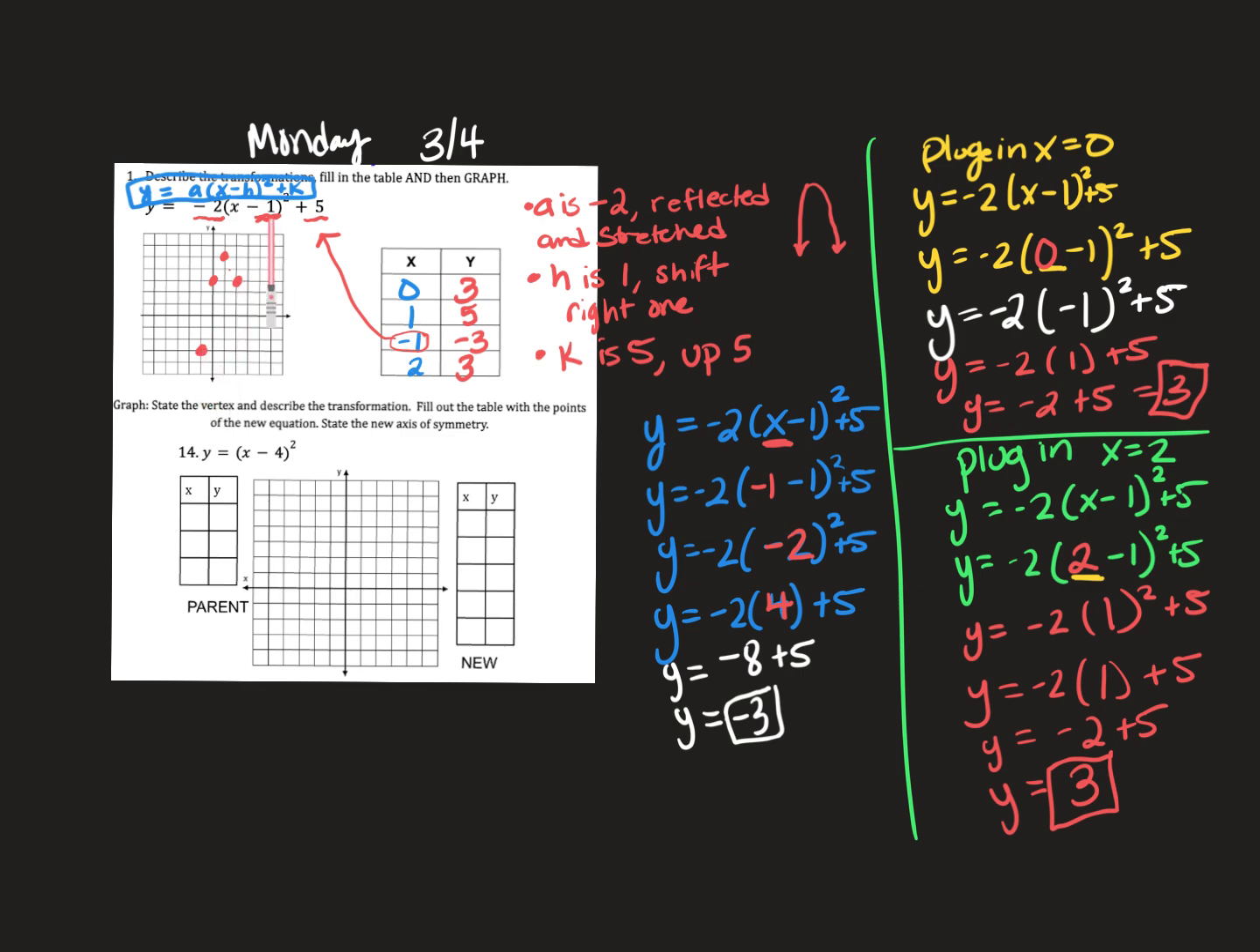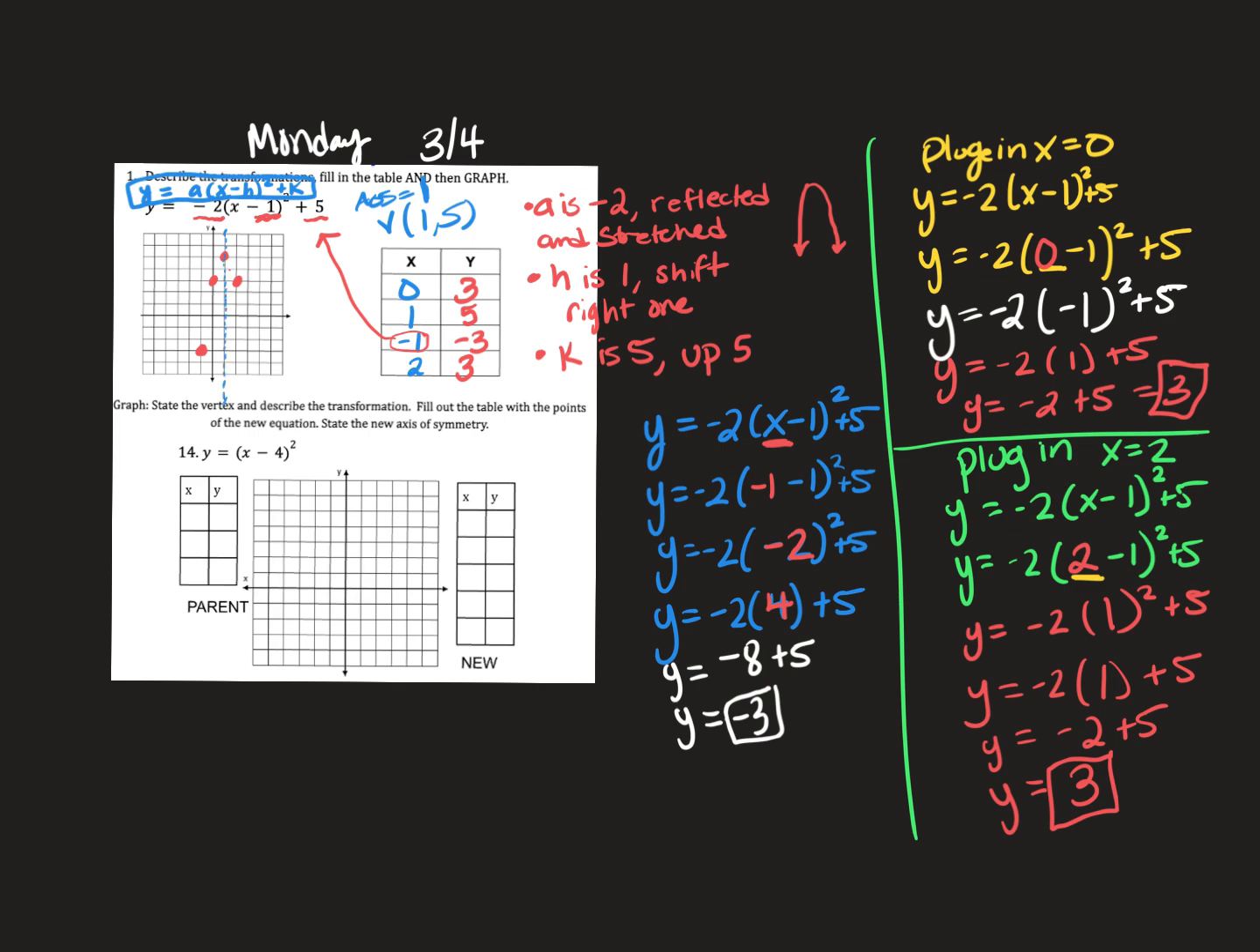And if you remember, this is the vertex, right? The vertex we said was 1, 5. So the axis of symmetry, remember, is whatever the x value is. It's 1. So the axis of symmetry, please make sure you draw this, is this line right here.